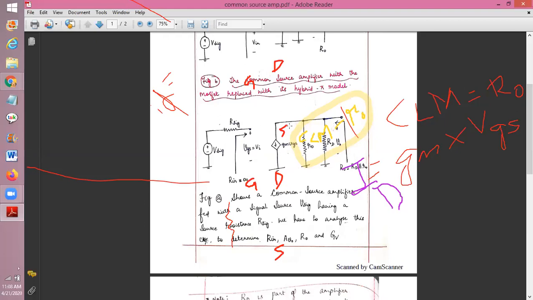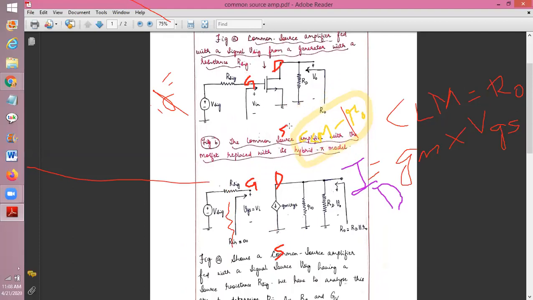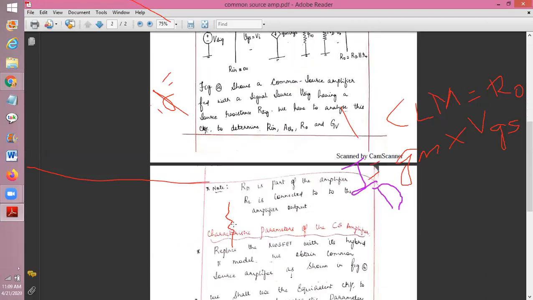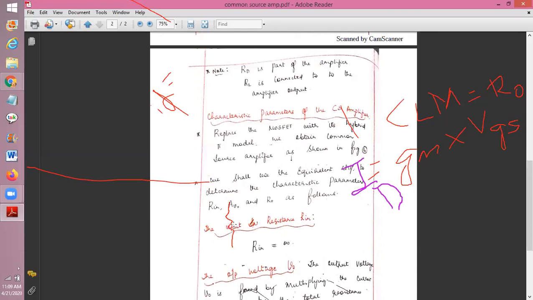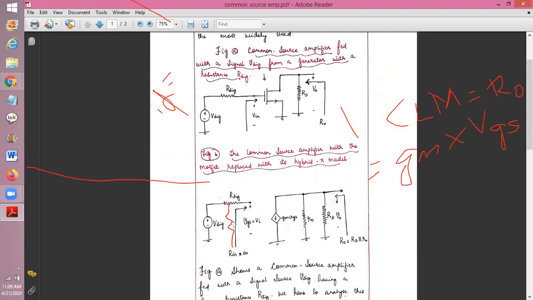First, we have drawn the equivalent hybrid pi model. Then we have to start analyzing the properties. So the first thing is we have to find the input resistance Rin. Characterizing means we have to find Rin, R naught, AV, GV, GV naught, all of that. So the first property is the input impedance Rin.